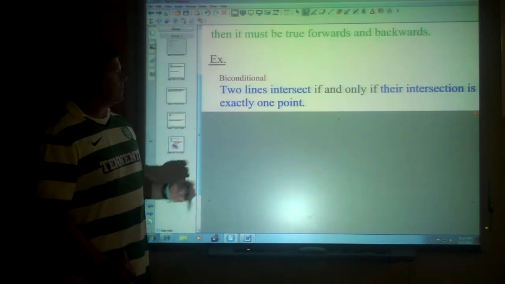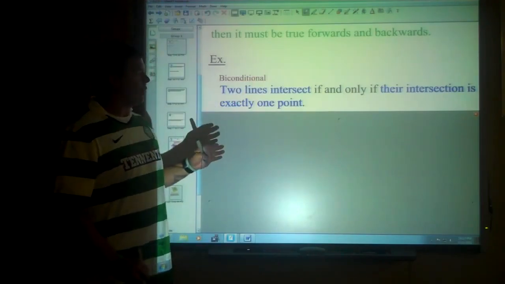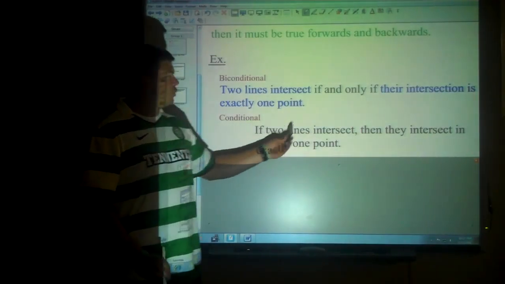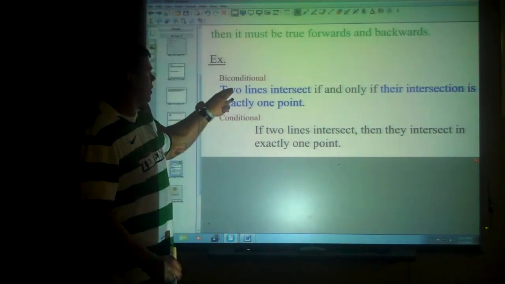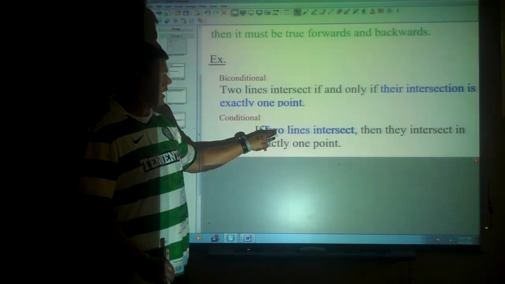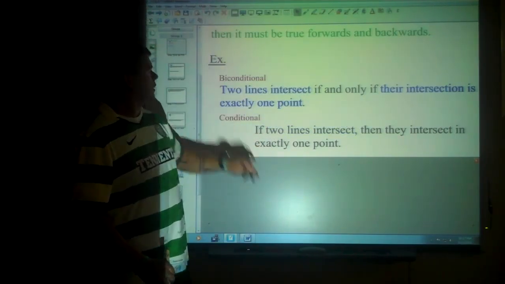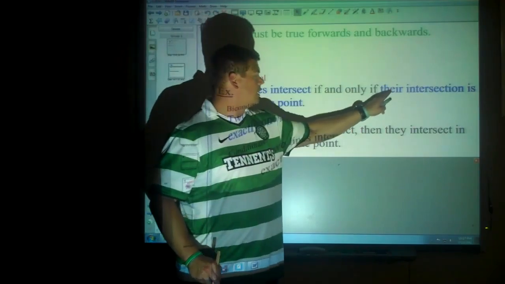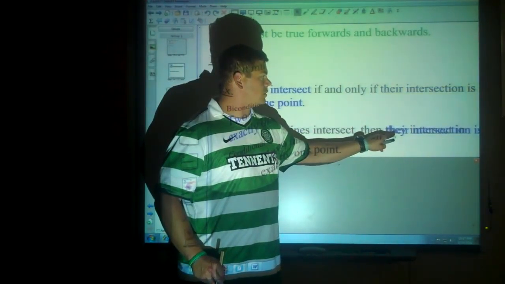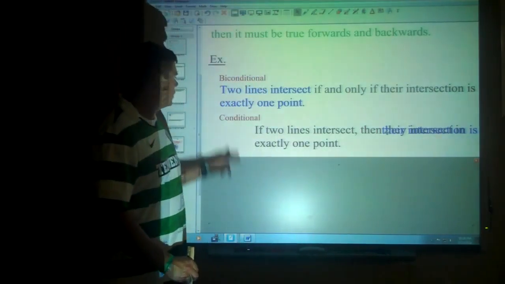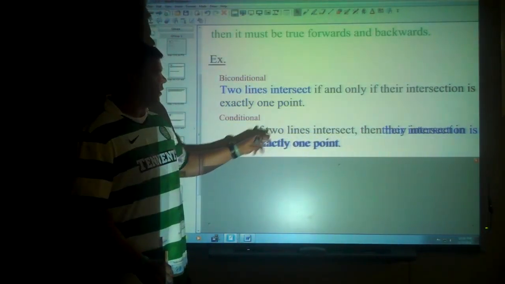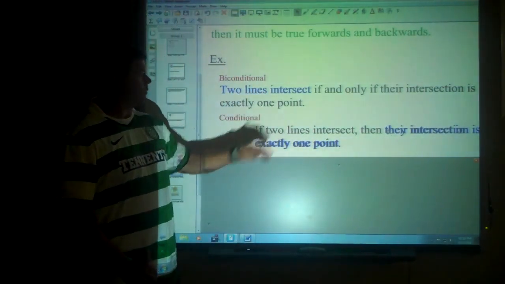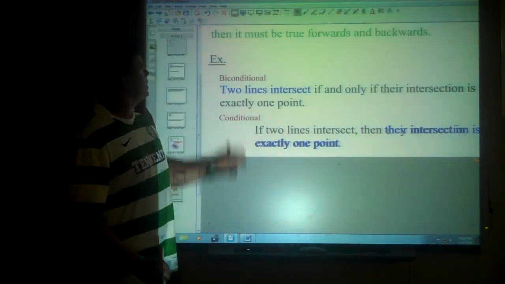To turn this into a conditional statement, we would need to have an if-then form. So if something, then something else. So here's the conditional. If two lines intersect, that could go there. And if and only if, then they intersect in exactly 1 point. So their intersection is exactly 1 point. I know that's not the same words over here, but it's pretty similar. That's where the information is coming from to form the conditional statement.